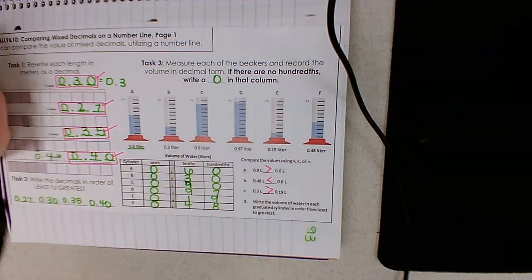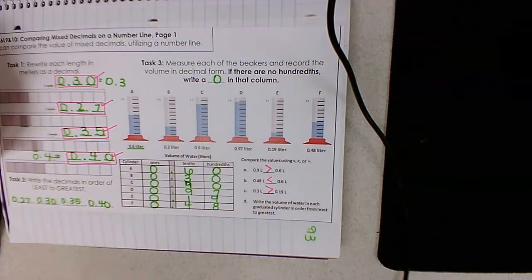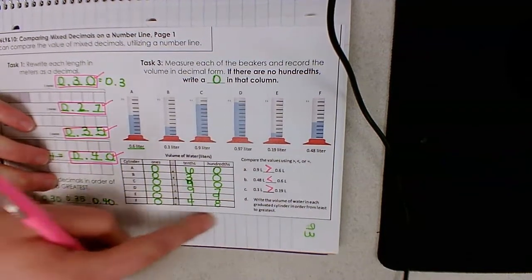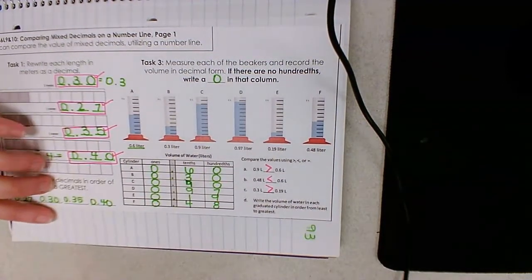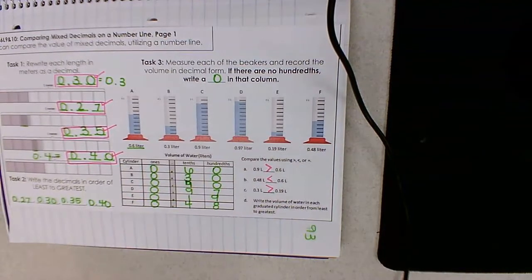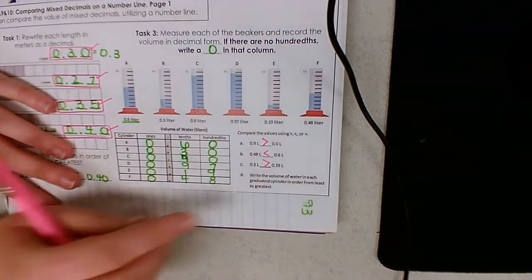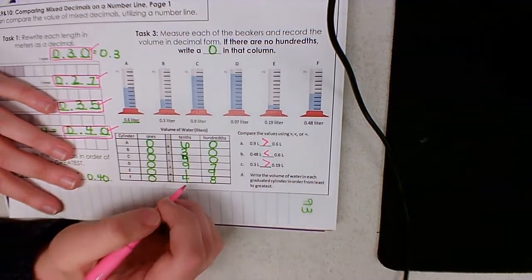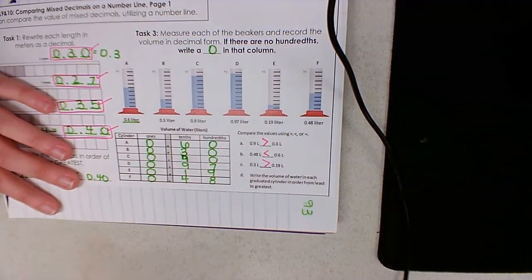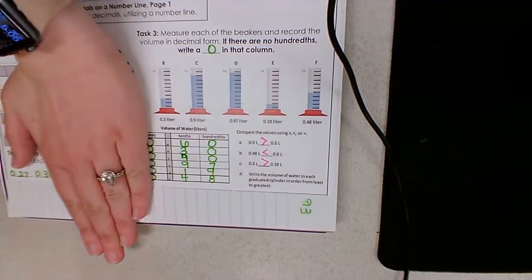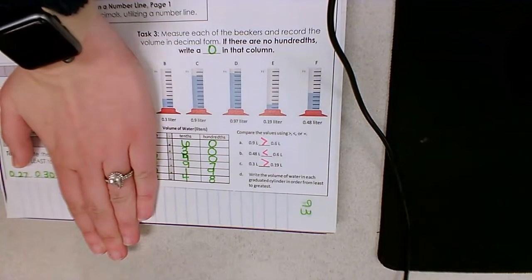So now we're going to be writing the volume of each of these graduated cylinders in order from least to greatest. Now, I know that you might not have the room on your note sheet, so you can use the space below in your notebook. We're going to start with the smallest amount. And remember, when we label it, let's label it all in hundredths so they're easiest to compare. 0 is the same across the board.